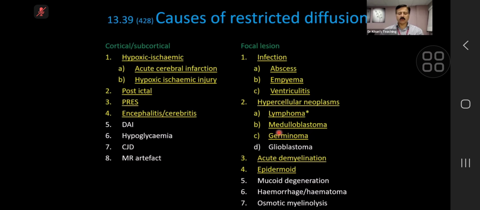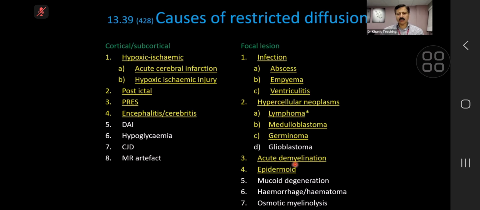Please remember the take-home point, which is that in an abscess, the central part, which is the pus part, which is the liquefied part, will show restricted diffusion. While in a tumor, the solid part will show restricted diffusion. And this question has been asked in the exam many, many times.